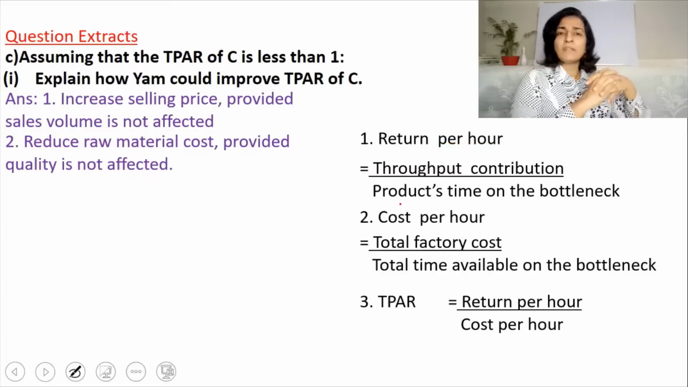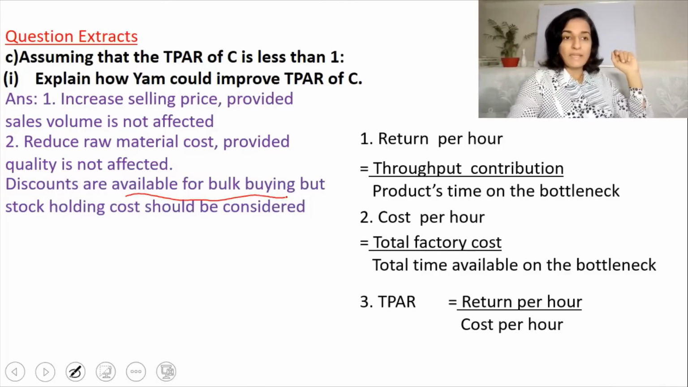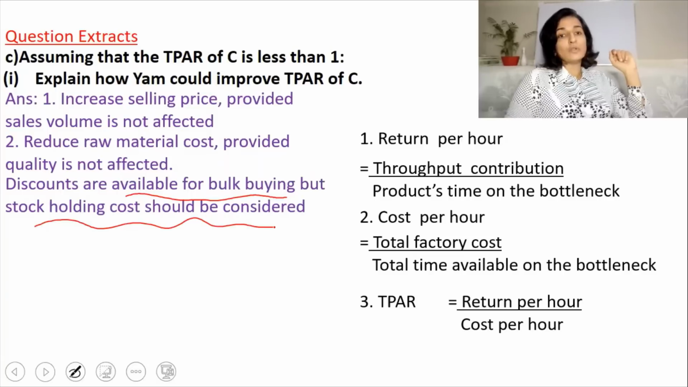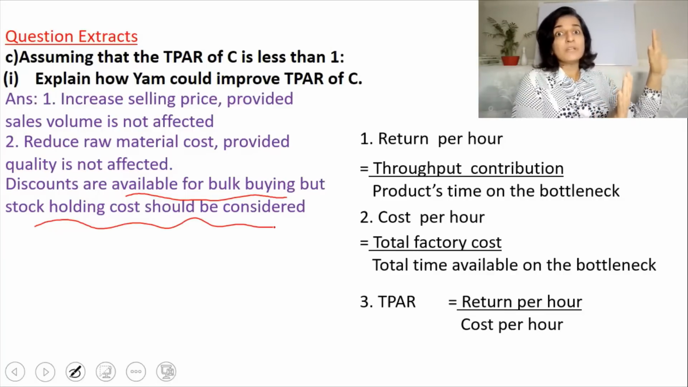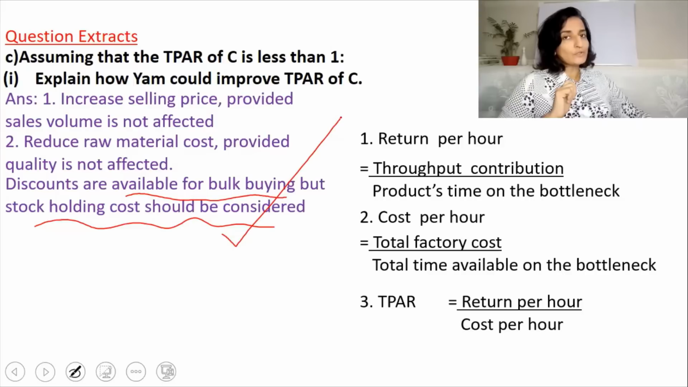And can you state one method of reducing the raw material cost? You can go in for an alternate supplier that will provide raw material at a lower cost. And you could also buy in bulk. If you buy in bulk, then you will get quantity discounts. So we should write that point. Discounts are available for bulk buying, but the stock holding cost should also be considered. Agreed that you will get discounts for bulk buying. But if you buy the raw materials in bulk, then you need to store this in a warehouse, right? So you will have to pay rent for the warehouse. So always match the cost and the benefits. That is what is stated here. Discounts are available for bulk buying, but the stock holding cost should also be considered.